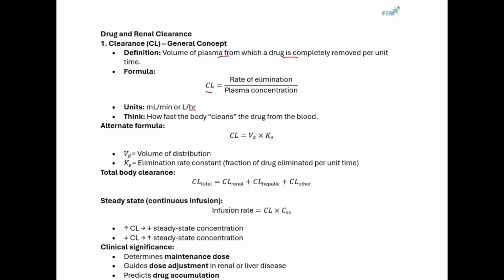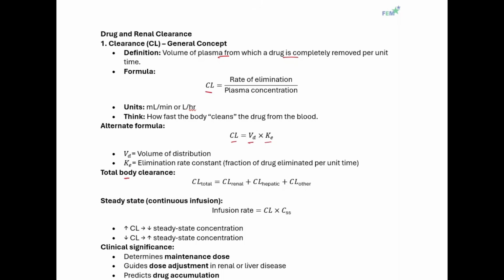The next formula that we can use to evaluate clearance: clearance is equal to volume of distribution multiplied by the elimination rate constant. And the elimination rate constant is the fraction of the drug eliminated per unit time.